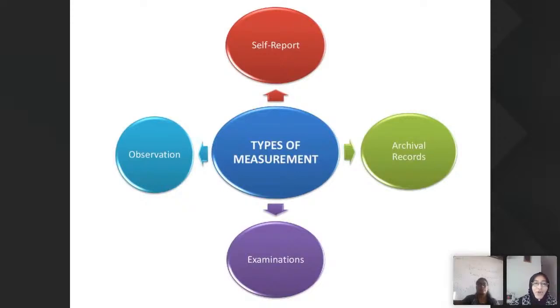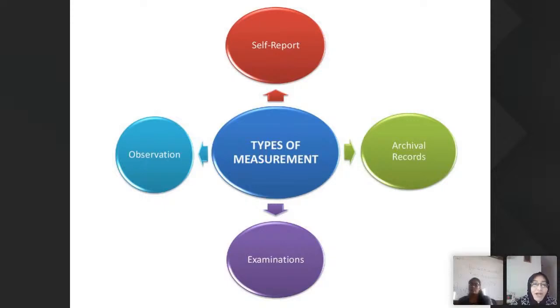Okay. So in the types of measurement, or the instruments, the survey tools, we have those that we call self-report. Self-report is the same as self-administered. When we are developing the questionnaire, we have to think of whether the questionnaire has been designed for the participants to fill in by themselves, meaning it's self-administered. It's not the one where the researcher interviews the participant.